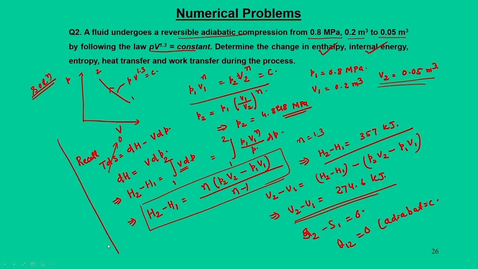Then next is work transfer. W12 is equal to Q12 minus delta U. So, delta U we already know here. Q12 is 0. So, we can say W12 becomes minus 274.6 kilojoule. Okay. So, from this problem, this gives the basic definition of how, for a given process, these property values can be evaluated.